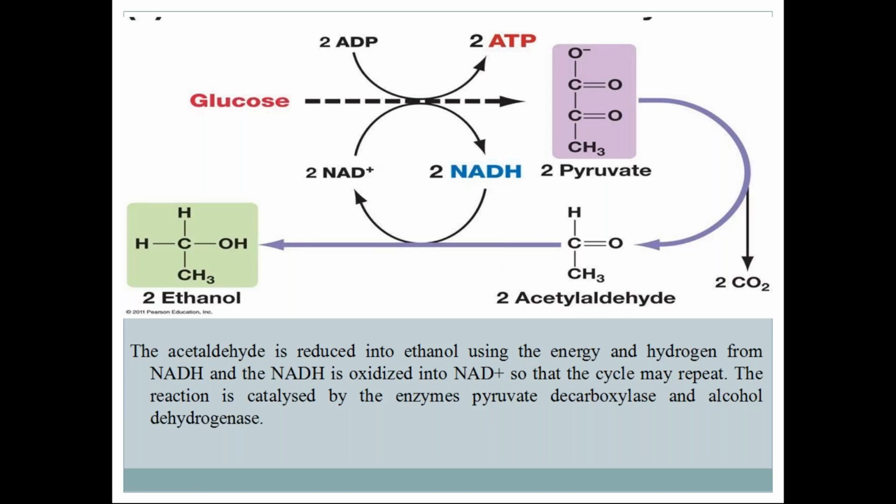The acetaldehyde is reduced into ethanol using the energy and hydrogen from NADH, and the NADH is oxidized into NAD+, so that the cycle may repeat. The reaction is catalyzed by the enzymes pyruvate decarboxylase and alcohol dehydrogenase. These enzymes you have to remember, pyruvate decarboxylase and alcohol dehydrogenase. They are very important as far as competitive examinations are considered.